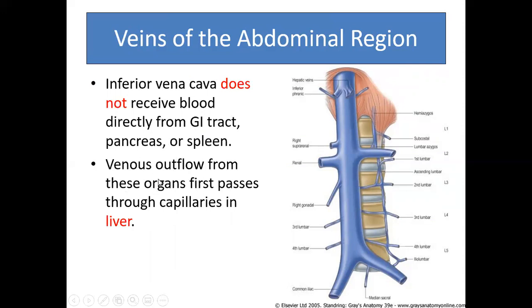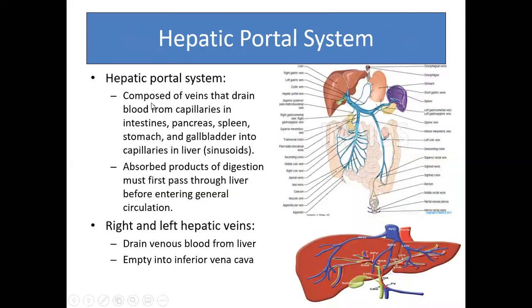So this is the hepatic portal system. The hepatic portal system is composed of veins that drain blood from the capillaries in the intestine, pancreas, spleen, stomach, and gallbladder into the capillaries of the liver.